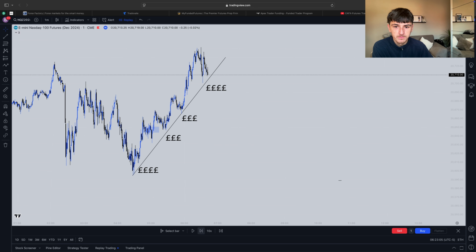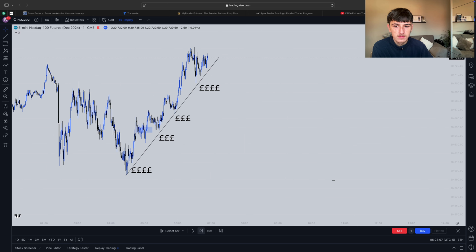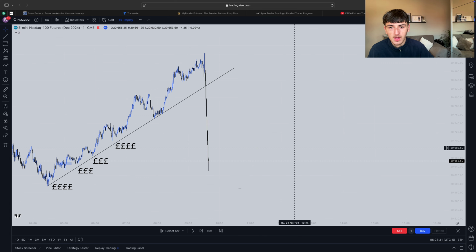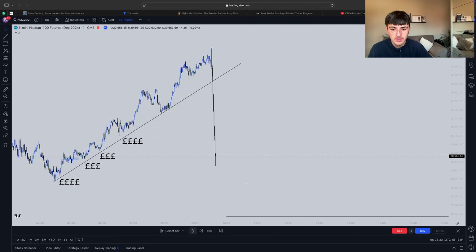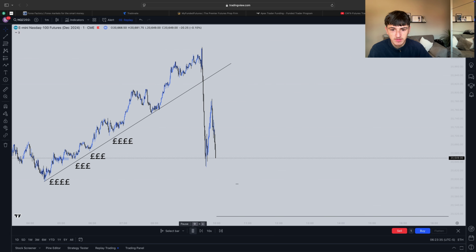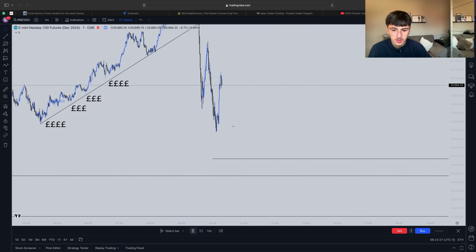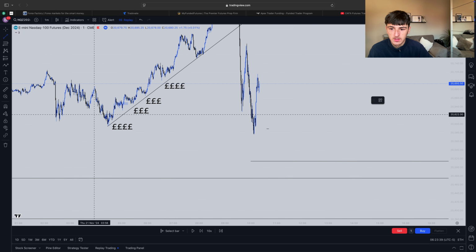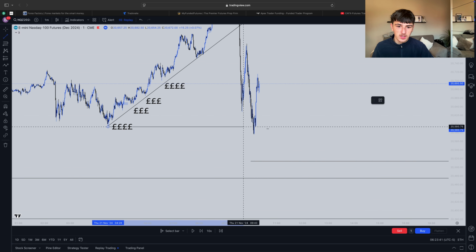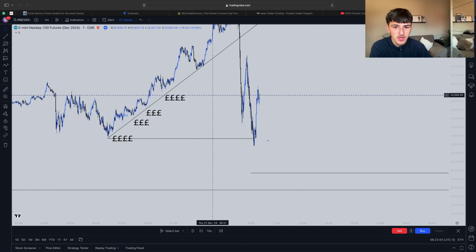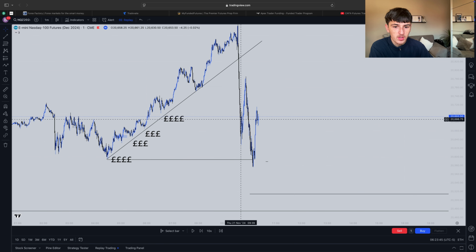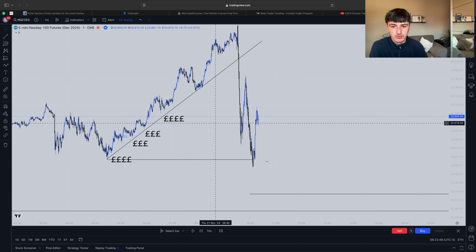So if we play it through, and eventually, there we go. Eventually we will absolutely fly through it and take everybody out. And you'll see we come down and we take out the exact low of the trend line. So that means all of this trend line has now been swept, and look how fast and volatile it is. So this here is just another good draw on liquidity.